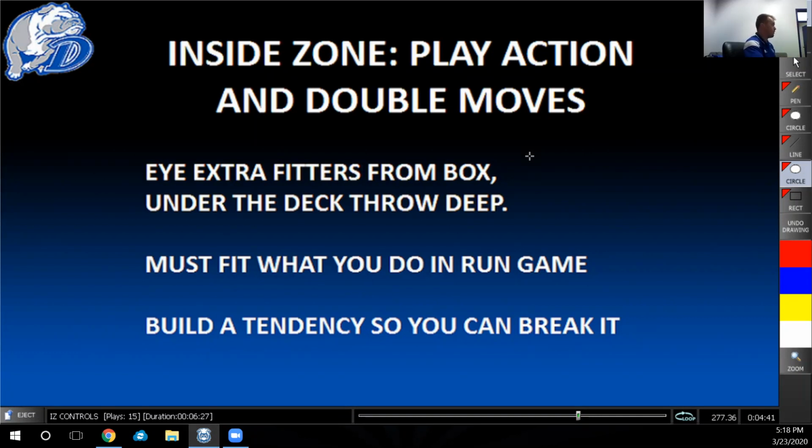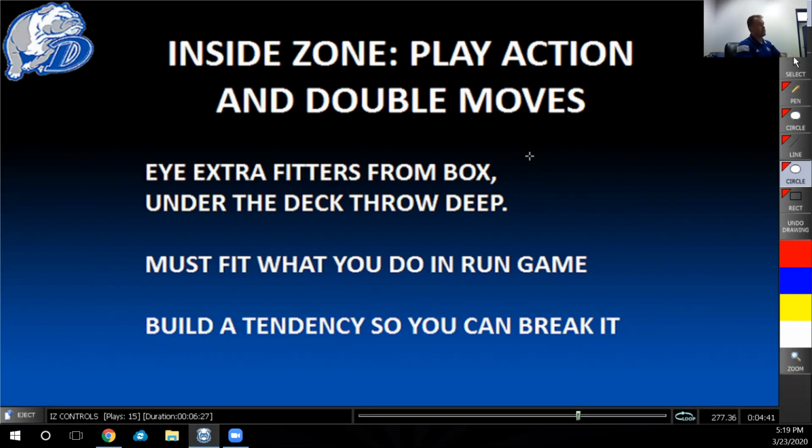We want to throw posts. We want to run goes, different types of double moves. But again, it must fit what you're doing in the run game. So if you can't run the ball, you shouldn't be playing action at all, period. I mean, that's a given. But your protections should mirror what you do best in the run game. So for us, we were a split zone team last year. That's what we did best.